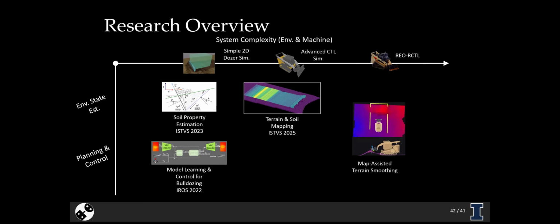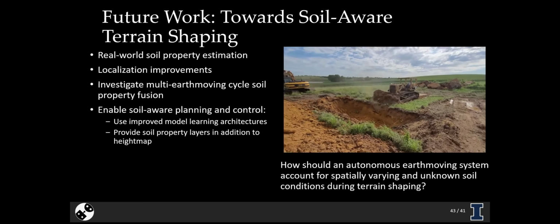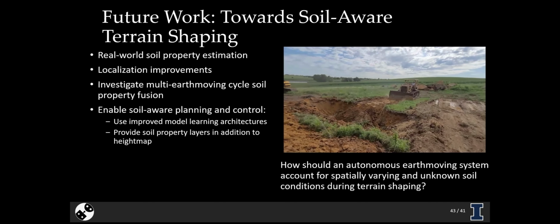Components of the mapping system were then implemented on a real platform. A real platform was brought up in order to begin studying these autonomous terrain shaping systems in the real world, and a smoothing controller was developed that aids operators in performing some terrain shaping operations. So there's a lot of potential in this field, and a lot of future work.